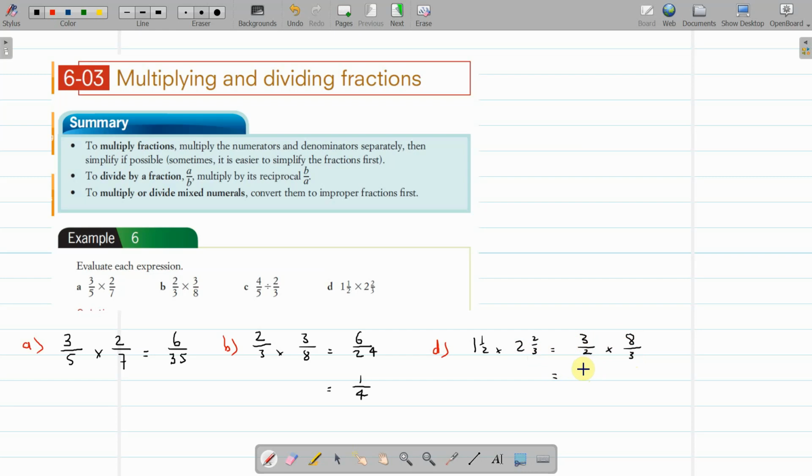3 times 8 is 24. 2 times 3 is 6. Again, 6 is a factor of 24, so we can simplify. 6 into 24 goes 4. 6 into 6 goes once, and that equals 4. Okay. Next one.